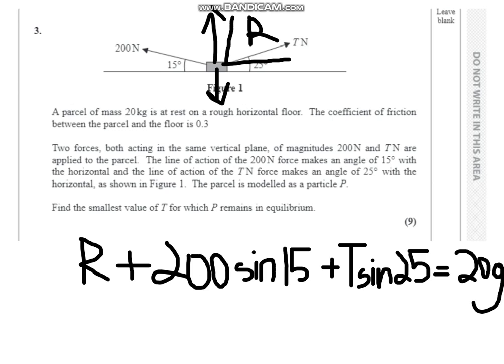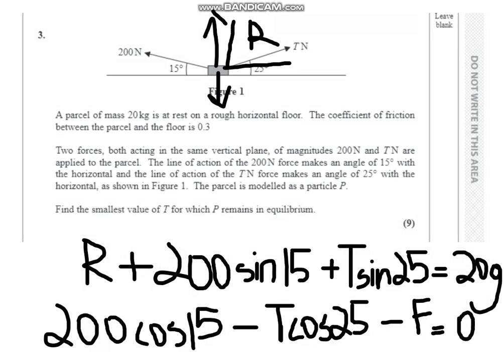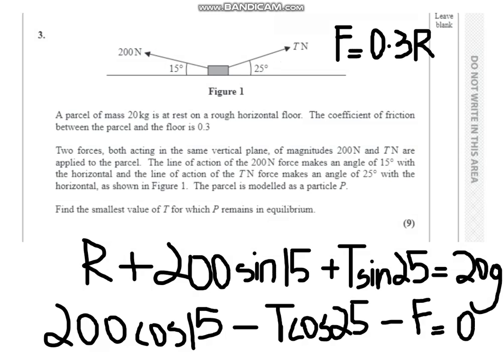And now resolving the horizontal component, remember that the coefficient of friction between the parcel and the floor is 0.3, not in the vertical area, so don't add mu there. There you go, that's our horizontal component: 200 cos 15 minus T cos 25 minus F equal to 0. Now I'll tell you what F is in terms of R, because we have to show mu in terms of R only. There you go, F equal to 0.3 R.